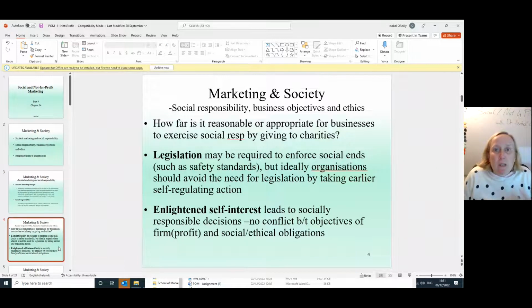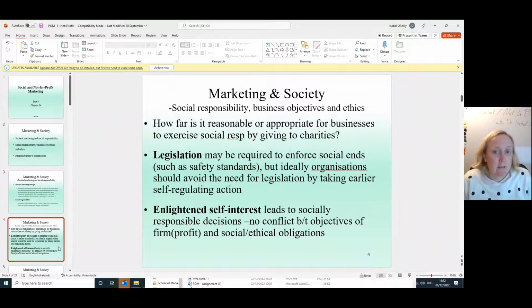So when we talk in relation to business and ethics, how far is it reasonable or appropriate for businesses to exercise social responsibility by giving to charities, for example? Or how far is it reasonable to expect them to do this? They are not themselves charities. A business is in business to make money, and if they don't make money, then they will take their investment and put it in the bank. So where does it stop? Where does the requirement, the responsibility, end?